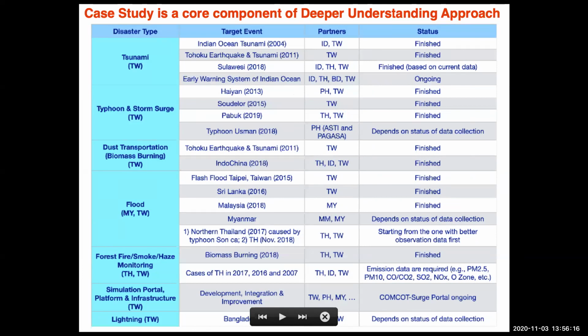For each type of hazard, a leading scientist or scientist group has been assigned or formed to conduct a deeper understanding of events and to develop and validate the simulation processes. Now partners such as the Philippines, Thailand, and Vietnam can conduct their own case studies based on the deeper understanding approach and contribute to the regional collaboration framework.